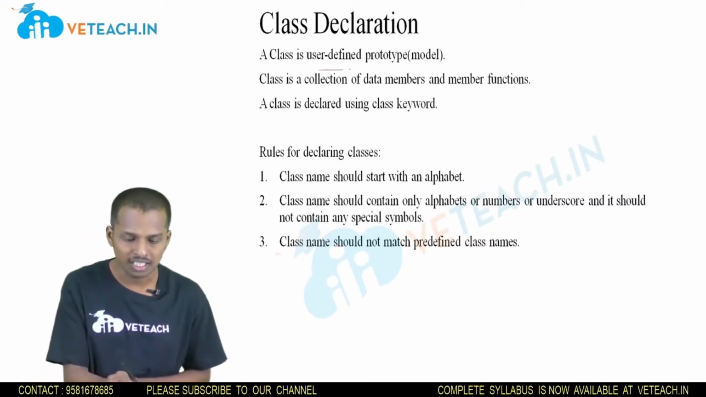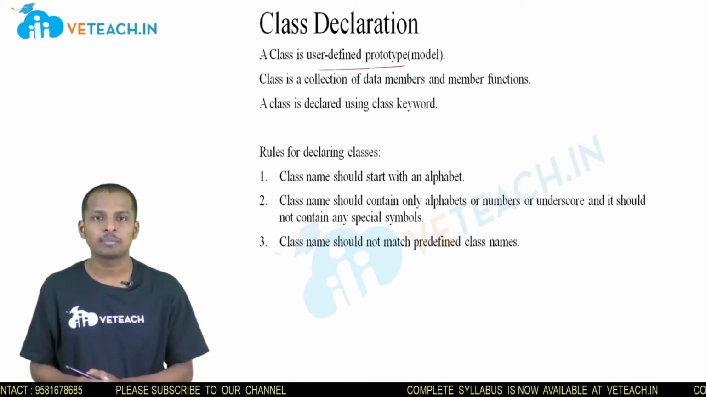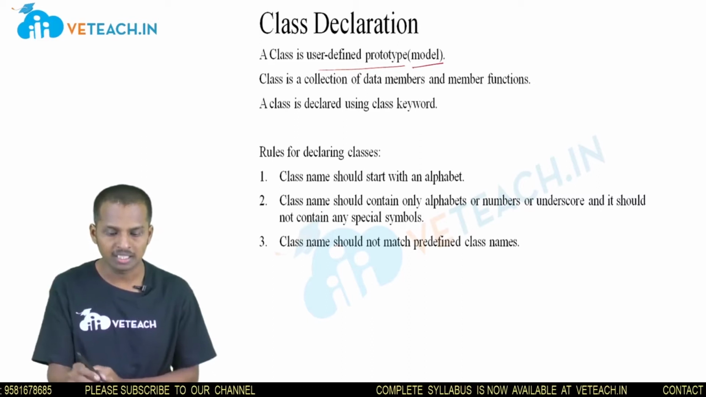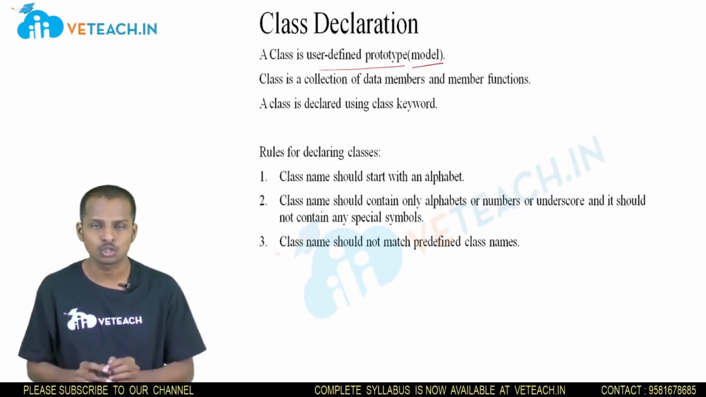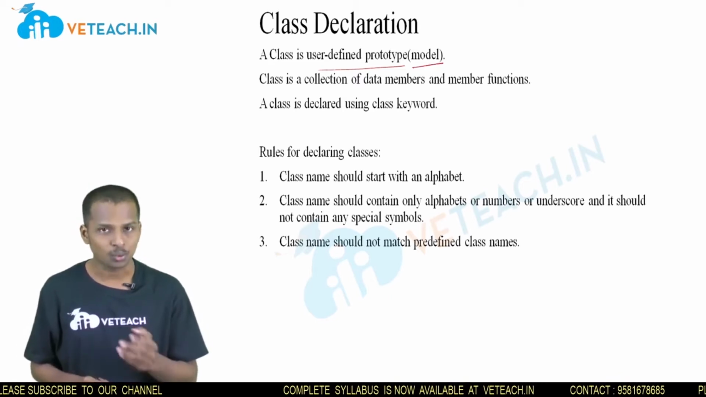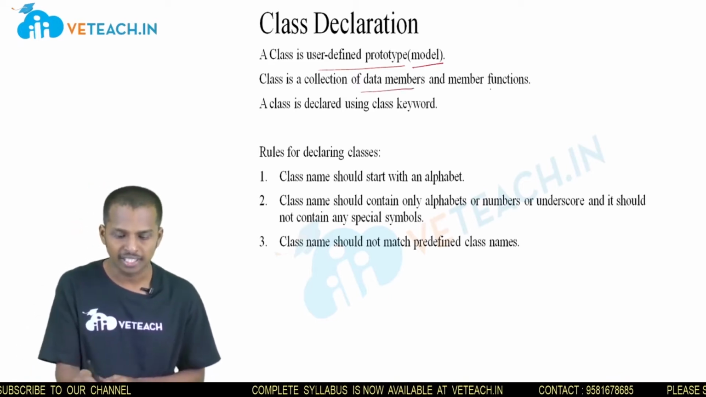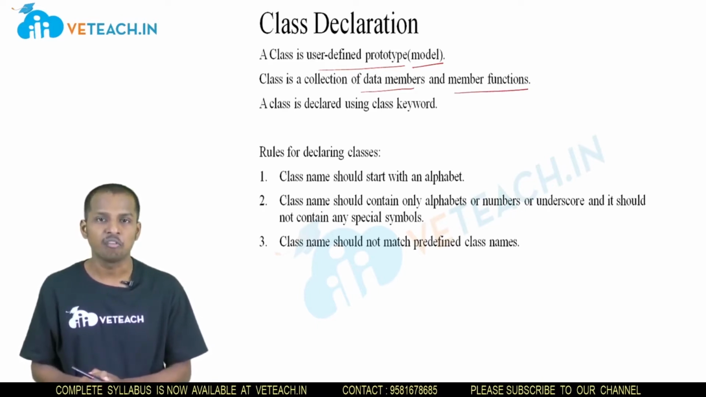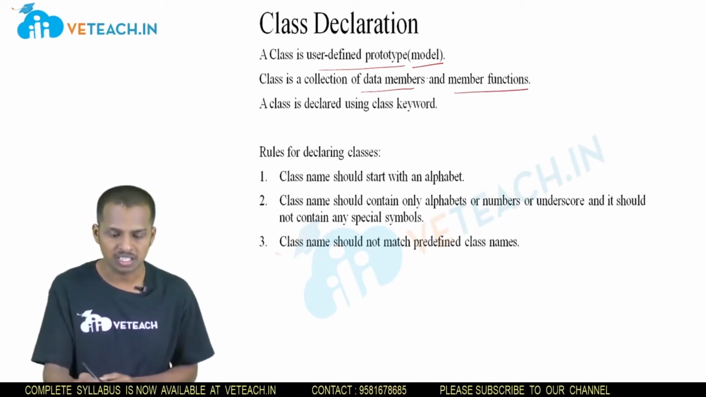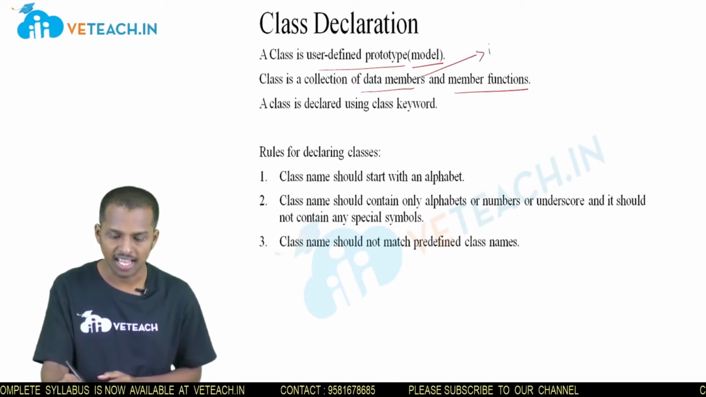A class is a user-defined prototype. A prototype can be called a model, meaning we are writing a model of how it has to be and what it has to contain. It is a collection of data members and member functions. Data members can be variables. We call the variables in Java specifically instance variables.